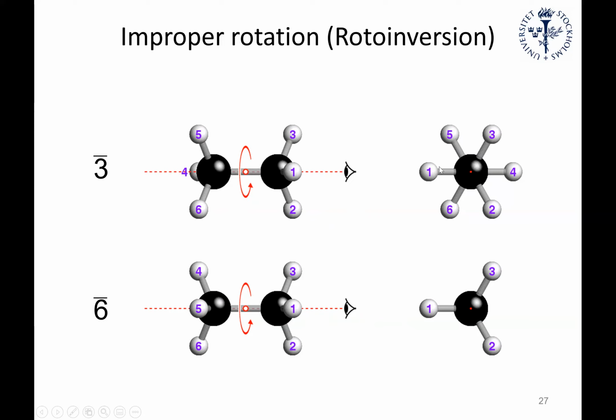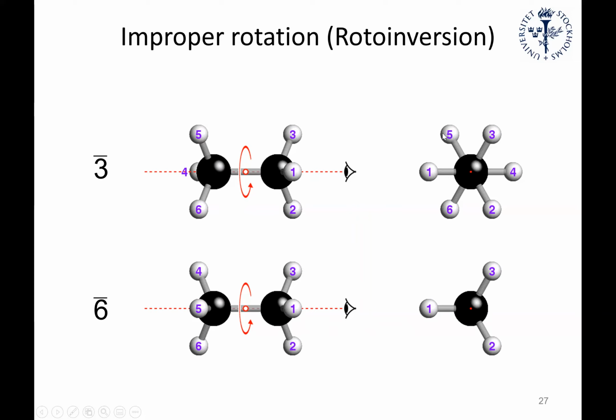If we start off with position 1, it's 3-bar, which means we rotate it 120 degrees first. So we can rotate 120 degrees, and we end up on 2, but we're not done yet. We still need to invert the structure. Once we invert the structure, we end up on point 5, which is on the opposite carbon atom.